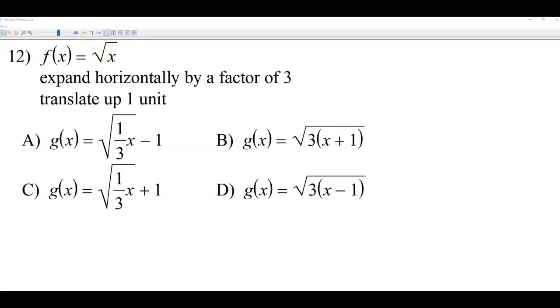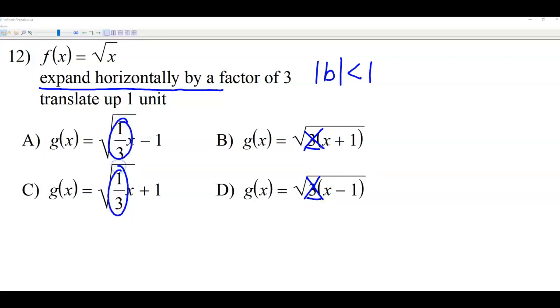Let's go ahead and take a look at 12. I wasn't supposed to do 11, but I did, so I'll go ahead and do 12 now. For this one, we see that we're expanding horizontally. That means that my b value, the absolute value of it, has to be less than 1. So here the b value is 3. That's too big. Same thing here. We're looking for a b value less than 1, and so that would be one of these two options here. Next, we're translating up 1 unit. That means I should have a positive k value, which is what this one has, and therefore my answer would be C.